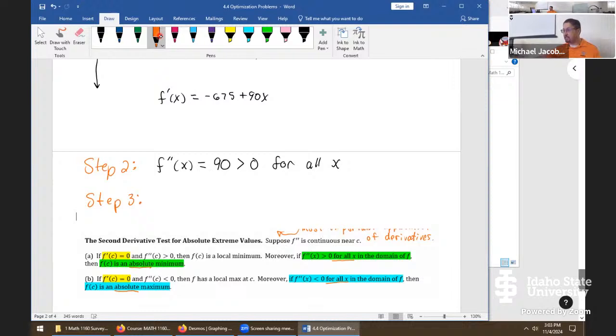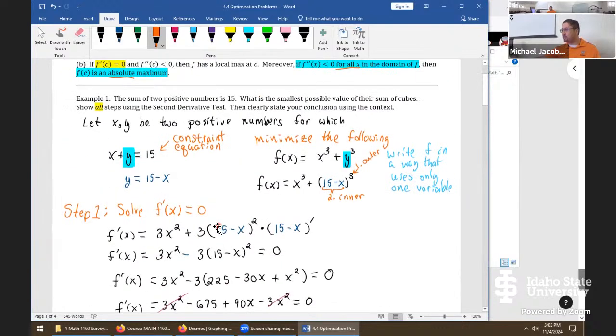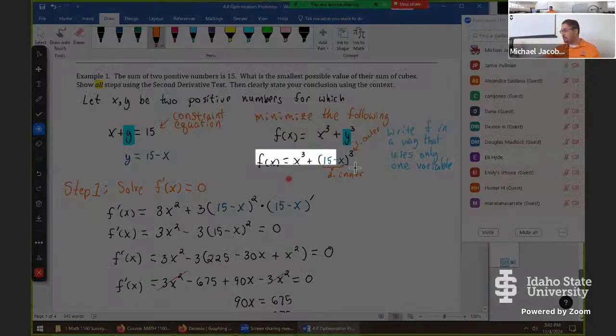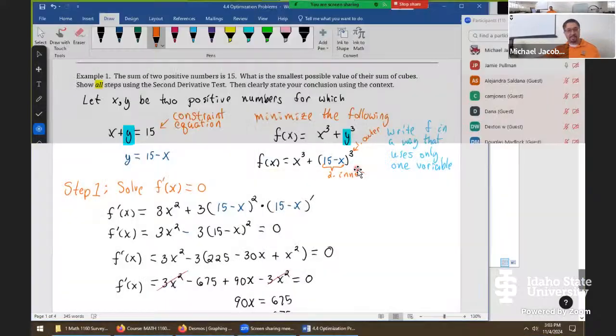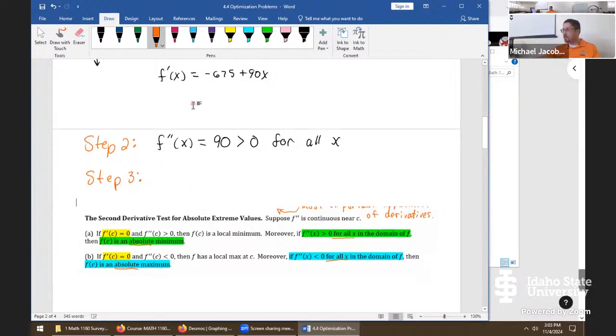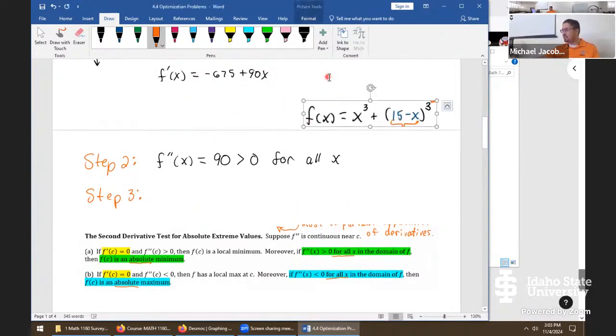Coming in. Well, we might have to use our original function, but let's read the original instructions once more. It says, what is the smallest possible value of their sum of cubes? That means, yeah, we need to use the original function right here to find that smallest possible value. So here's our original f of x. We had to design it ourselves, so that's ours. Let's maybe just throw it here as well, just as easy reference.